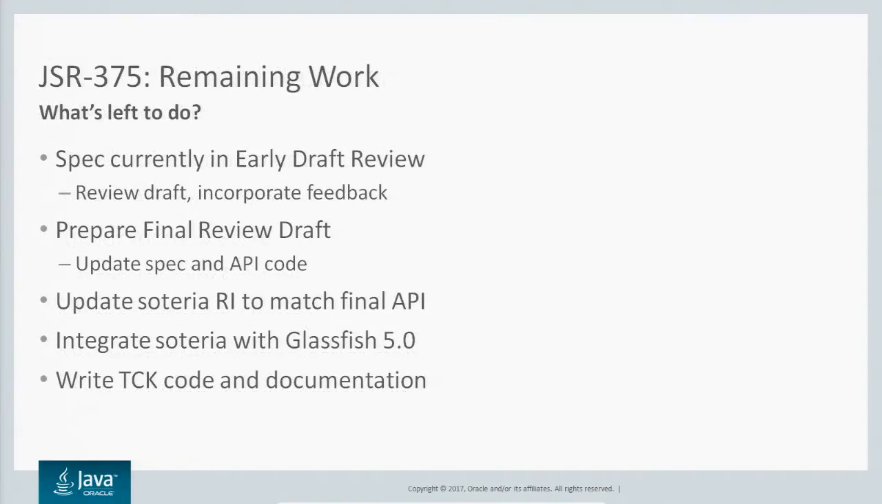What's left to do? The spec is currently in early draft review. We need to have that draft reviewed and incorporate the feedback we get. We need to prepare a final draft, final review draft with updated spec and code. We need to update the reference implementation, Soteria, to match the final API, integrate that with Glassfish 5.0, and write the TCK code and documentation.